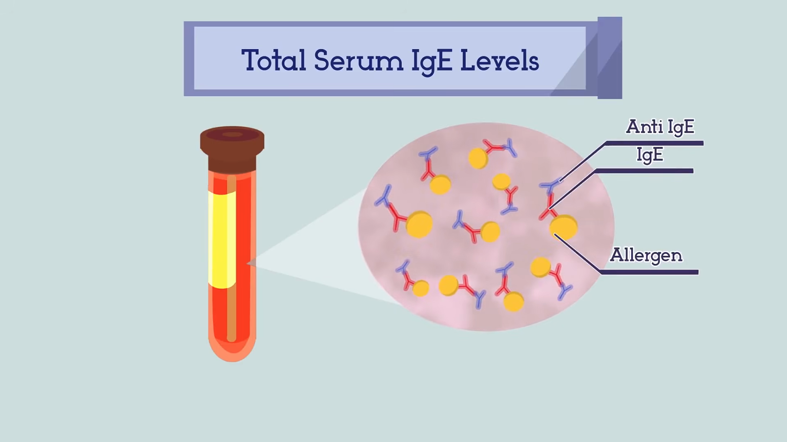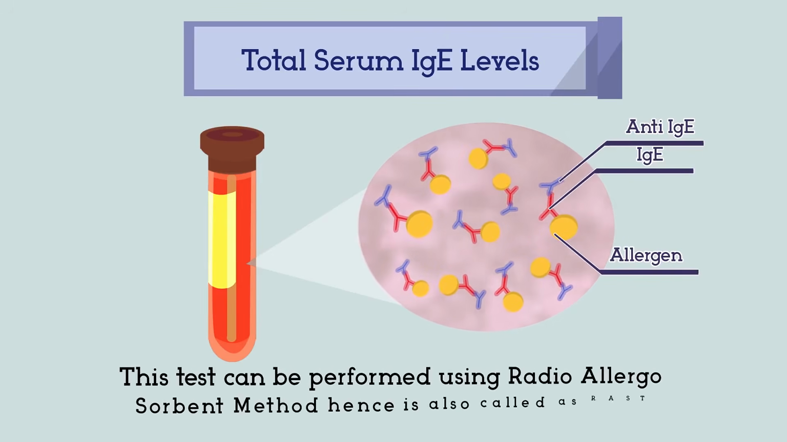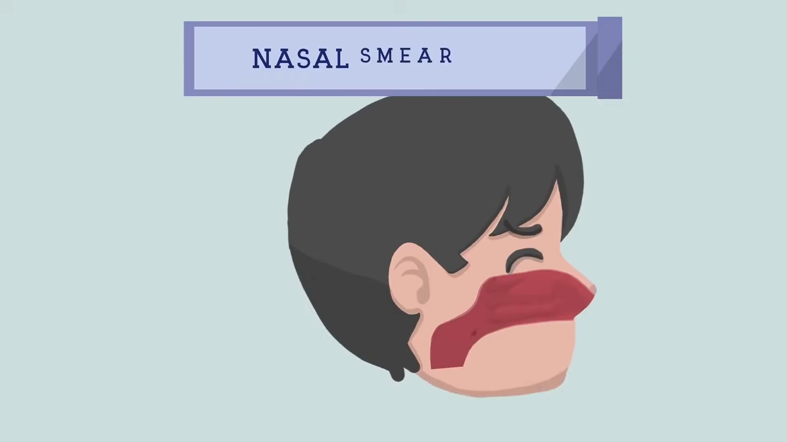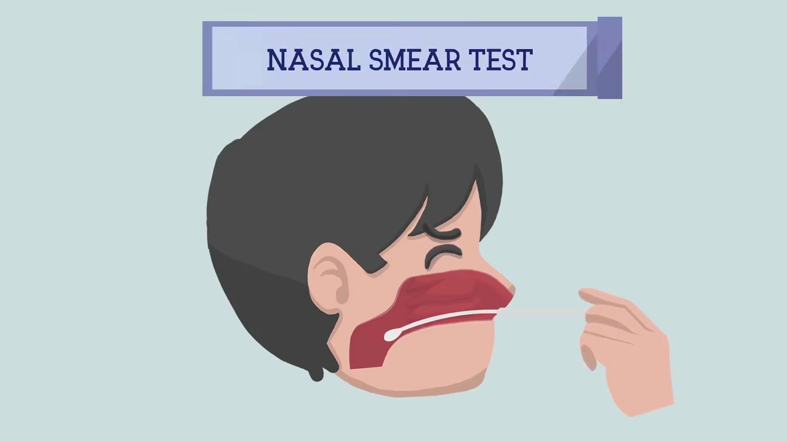An elevated serum IgE level supports allergic rhinitis diagnosis. This test can be performed using the radioallergosorbent method, hence it is also called the RAST test. 4. Nasal smear test. A nasal smear can sometimes be helpful for establishing the diagnosis of allergic rhinitis. A sample of secretions and cells is scraped from the surface of the nasal mucosa using a special sampling probe.